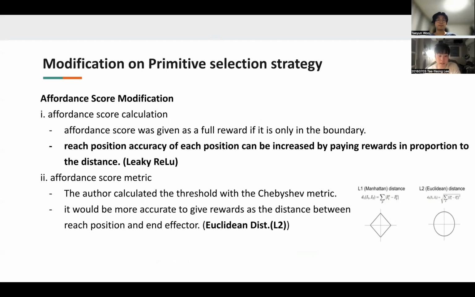The author calculated the threshold within the Chebyshev-shape metric. So we assume that it will be more accurate to give rewards according to the distance between the reach position and the end effector, which means the Euclidean metric.